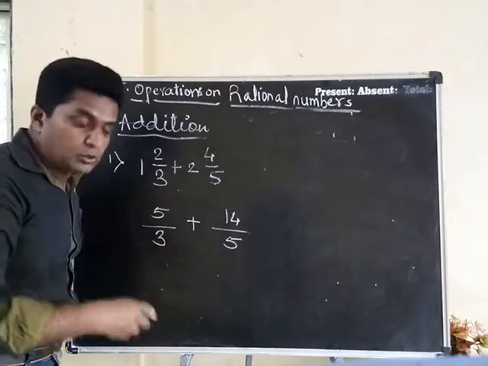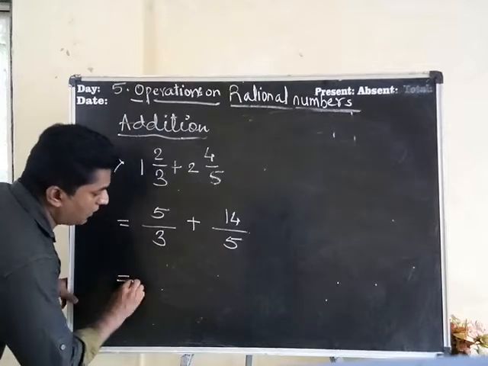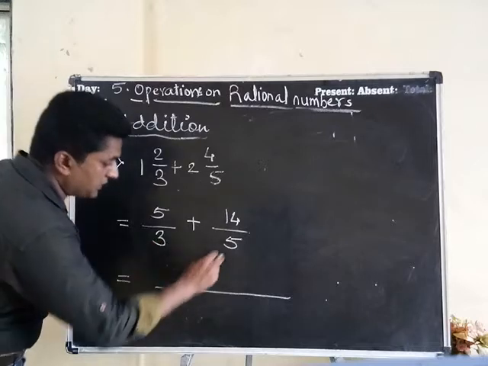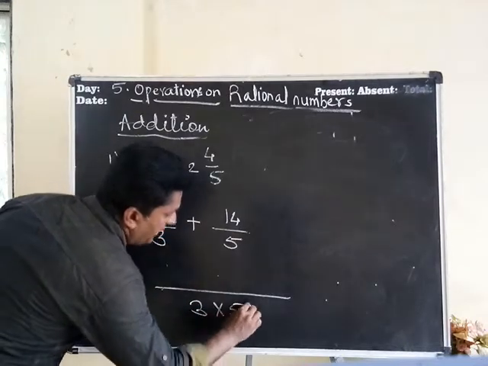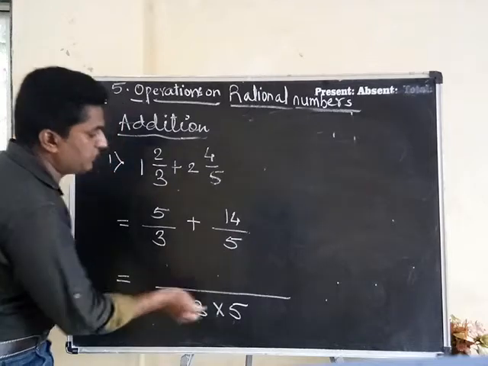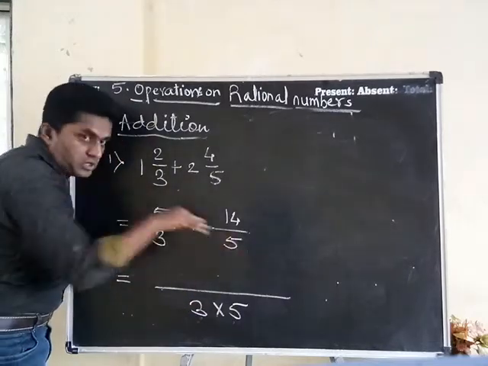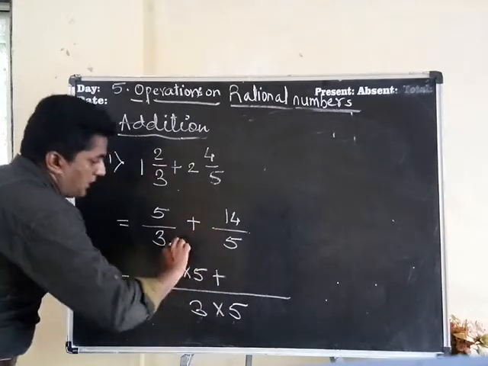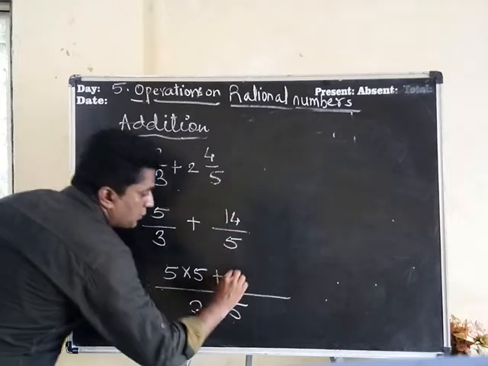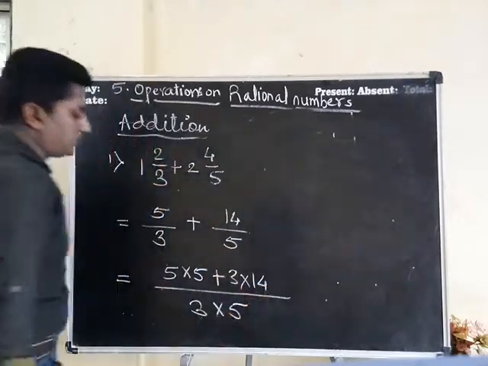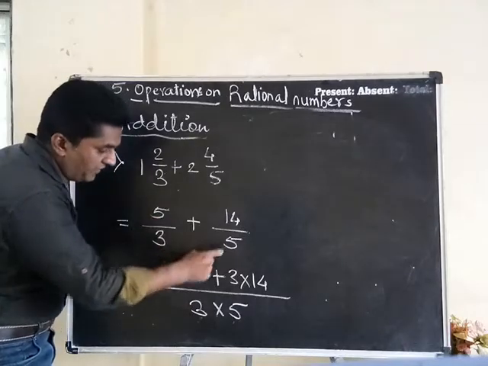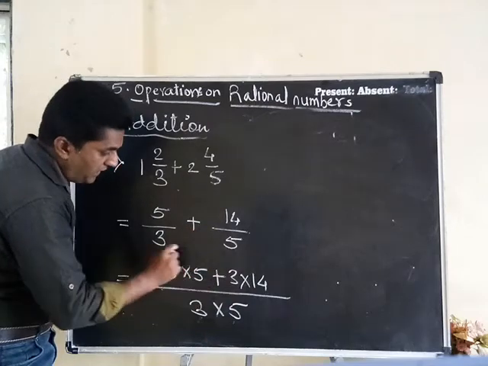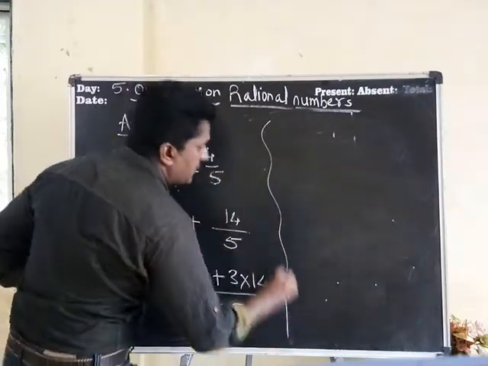Remember the first sum which I showed you a while ago. Make a line of upon here. First, multiply the denominators: 3 multiplied by 5. Multiply these two cross: 5 and 5, so 5 multiplied by 5, plus 14 and 3, so 3 into 14. In between is addition, and 3 and 5 here. Now let us see what answer comes.